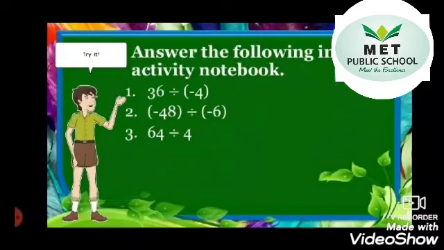Answer the following in your activity notebook. Here the same steps are followed as you did for multiplication. Here, 36 divided by minus 4. First you have to do the traditional method. 36 divided by 4 is equal to 9. Then you check the symbol. You have plus 36 and minus 4. If you have opposite symbols in the question, then your answer will be minus 9. Try the second and third one.